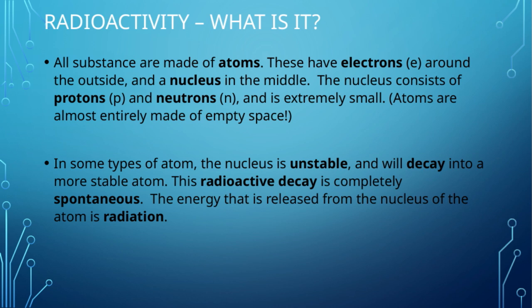Interestingly, atoms are mostly empty space. Most of what makes up an atom is just that empty space. Now, in some types of atoms, the nucleus isn't stable. Instead, it will spontaneously break down or decay into a more stable form. This process is called radioactive decay, and what's fascinating is that it happens completely on its own. It's spontaneous. When this decay occurs, the nucleus releases energy in the form of radiation.